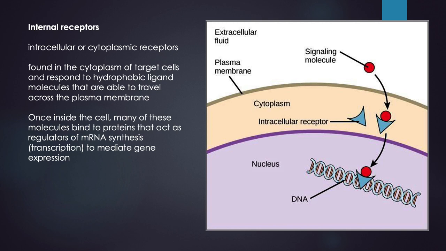And then it wants to bind to the DNA. This is called a ligand-receptor complex right here. This complex moves into the nucleus, binds to a specific regulatory region of the DNA, and promotes the initiation of transcription and translation. And let's look at another one.